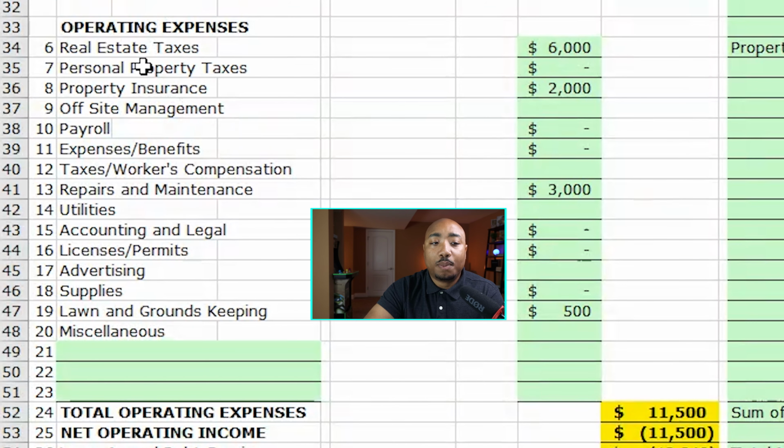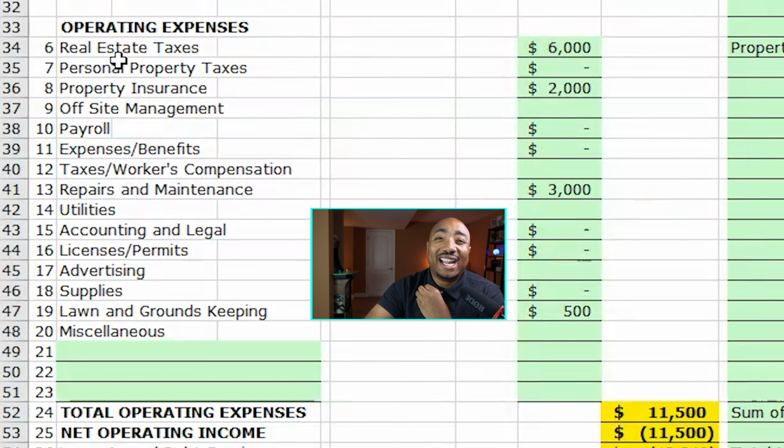Once again, you see here, personal property tax. I don't have that in my state. You may have that in your state, so you want to include that. Offsite management would be property management if you're going to do that. Payroll, expenses, workers' comp, repair and maintenance is a big one, is normal. So I put that at $3,000.